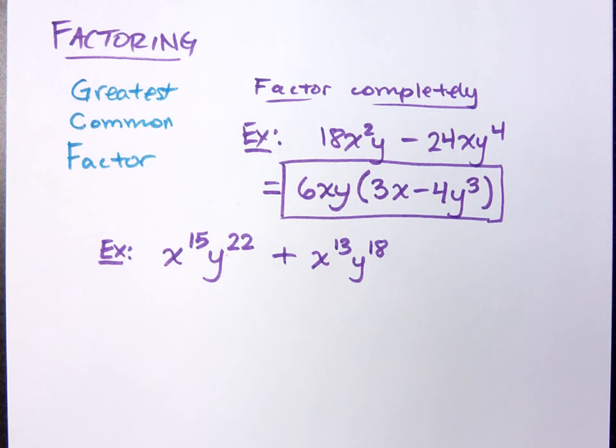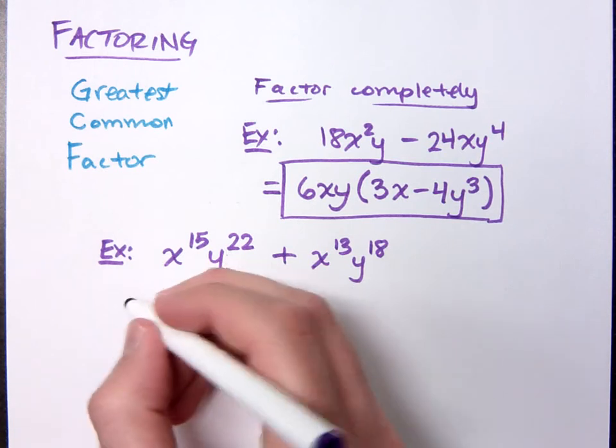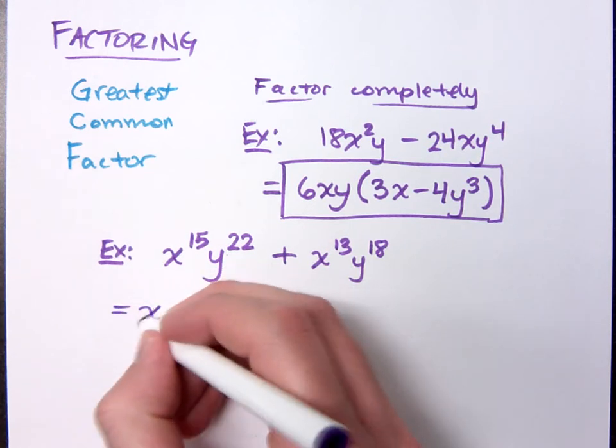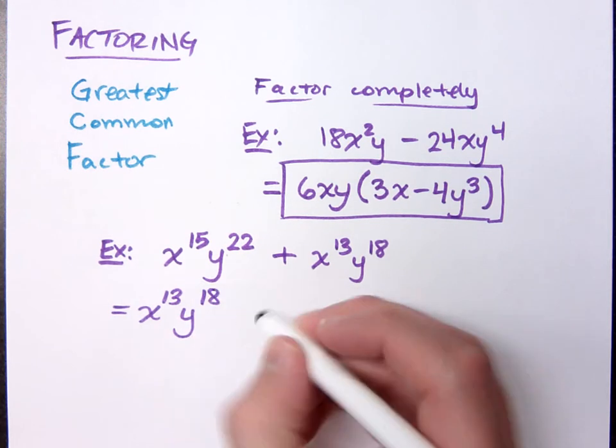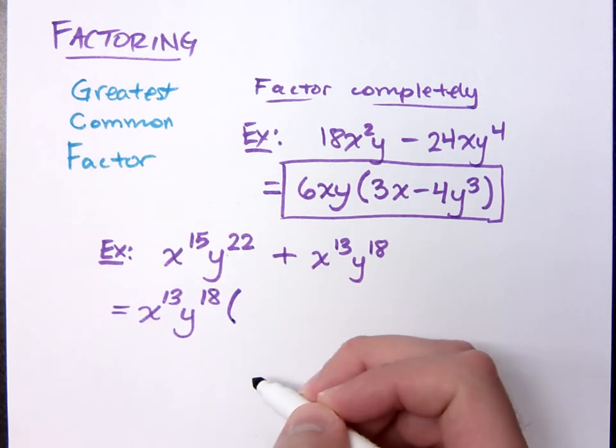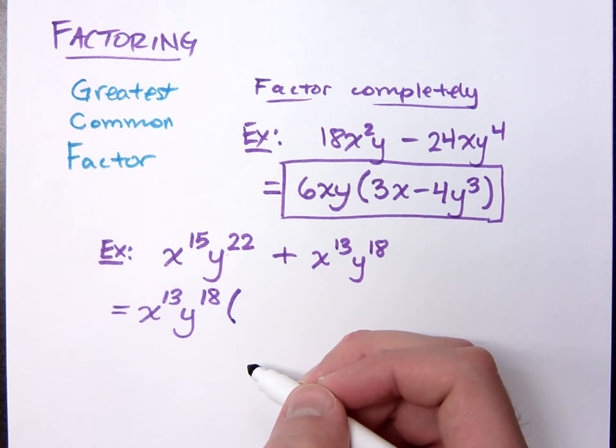All right, what would you say about this one? What's common here? They both have x and y. What's the most x you can pull out? What's the most y? 18. All right, so factor that out. What's left?